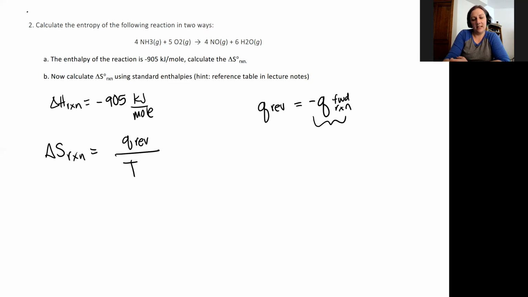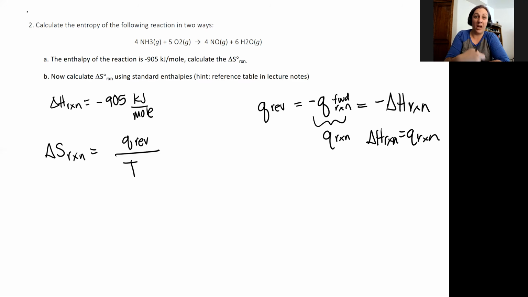And this we've seen before. It's really just the heat of the reaction. So if it's the negative of that, and we know that the enthalpy of a reaction is equal to the heat of the reaction, going back to when we talked about thermochemistry, that reverse reaction will really be the negative of our enthalpy for the reaction. So I'm going to rewrite my equation for entropy. I'm actually going to make it the negative of the enthalpy of my reaction divided by the temperature that we're talking about.